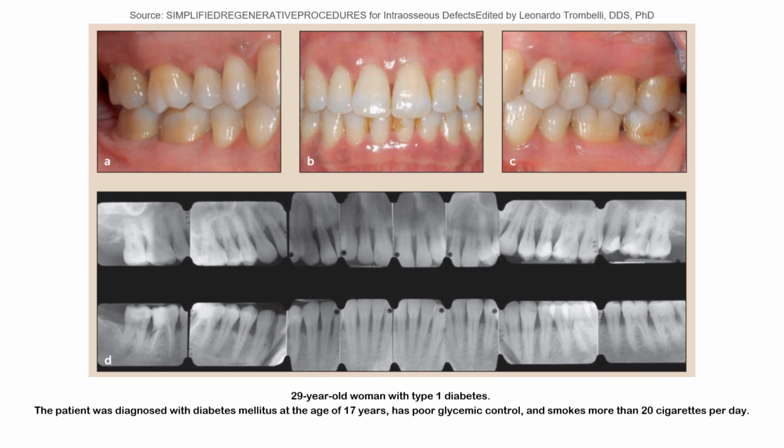We know there are grade modifiers. So if it's uncontrolled diabetes, that means that the glycated hemoglobin test is 7 or more. Immediately we'll put this patient in grade C. Also, smoking 10 cigarettes or more per day will again put this patient in grade C.